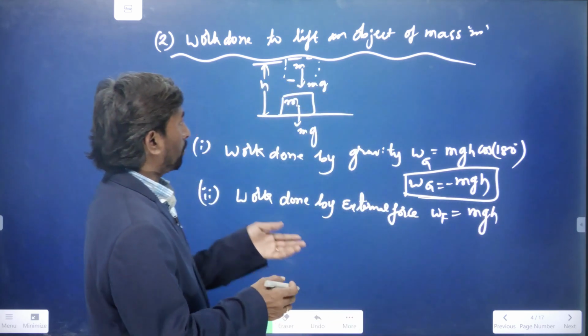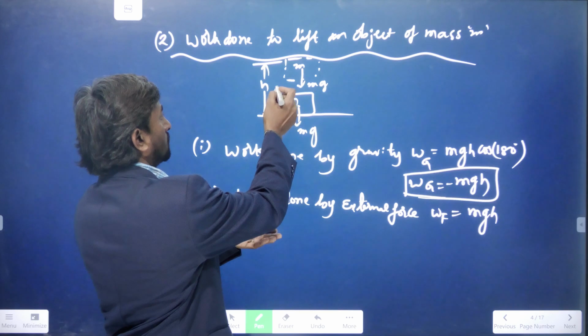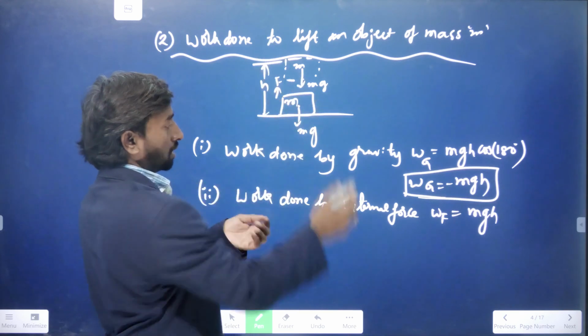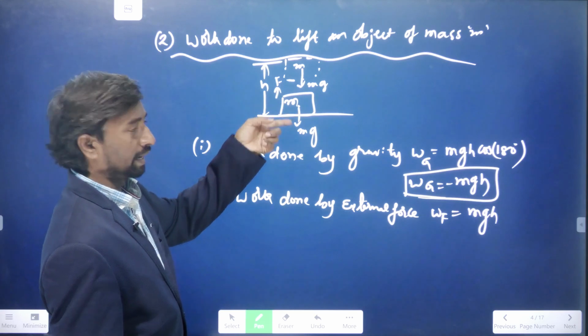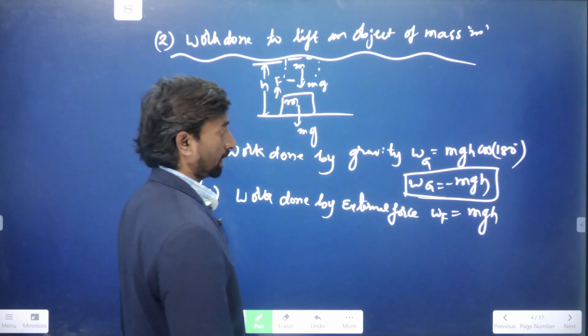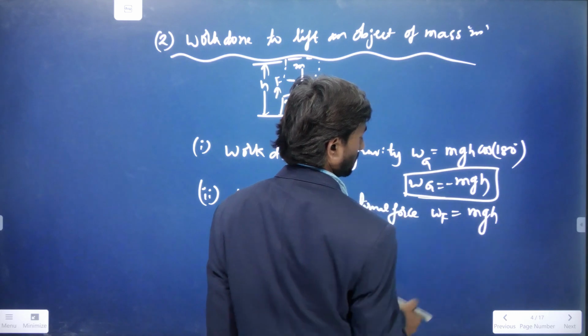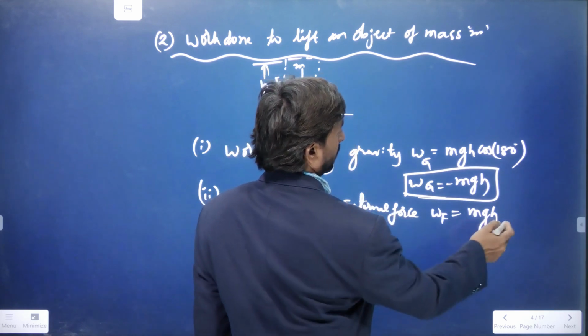So there the applied force is upwards, and the displacement is also in the same direction. So we'll get the applied force, which is equal to mg, the acceleration due to gravity. Then the displacement is h and cos.